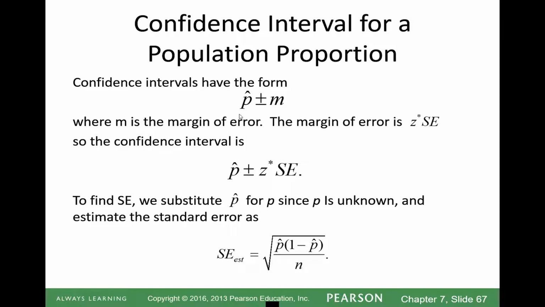So confidence intervals have the form p hat plus or minus the margin of error, which is z star times the standard error. And this is how you find the standard error there.